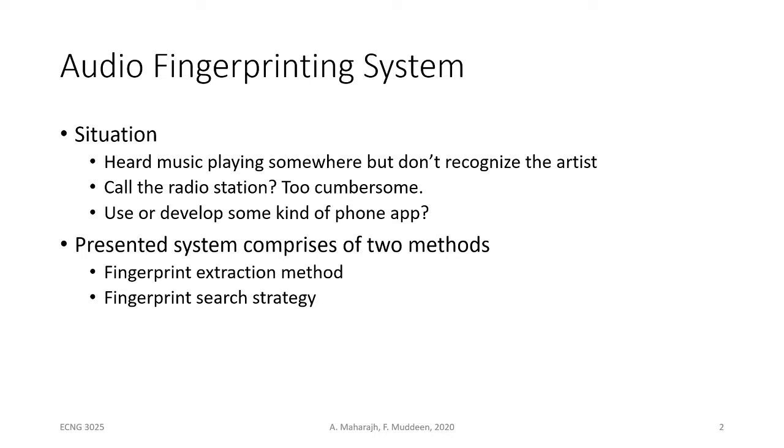Now, there are two methods that can be used, which are the fingerprint extraction method and a fingerprint search strategy, and we'll be discussing both of them in particular. Because after we extract the fingerprint, we need to figure out how we can search it and find a match to get an accurate result as to which song is playing, who's singing it, what the name of the song is, and so forth.